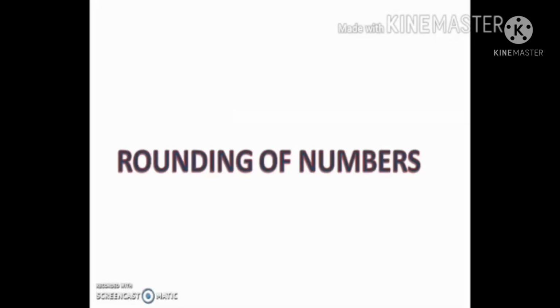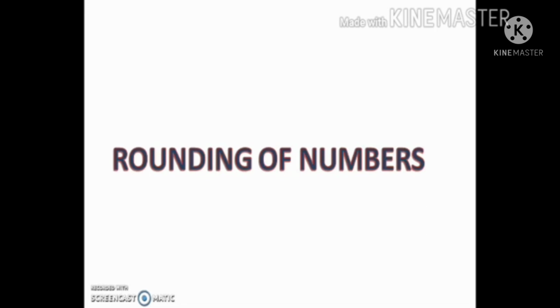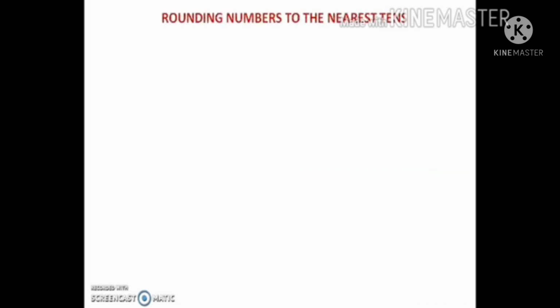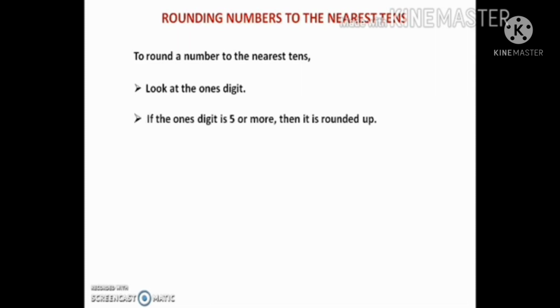Rounding of numbers. Today we will learn how to round numbers. First let us learn how to round numbers to the nearest tens. To round a number to the nearest tens, we have to look at the ones digit. Remember, ones digit. If the ones digit is 5 or more, then it is rounded up. If the ones digit is less than 5, then it is rounded down.